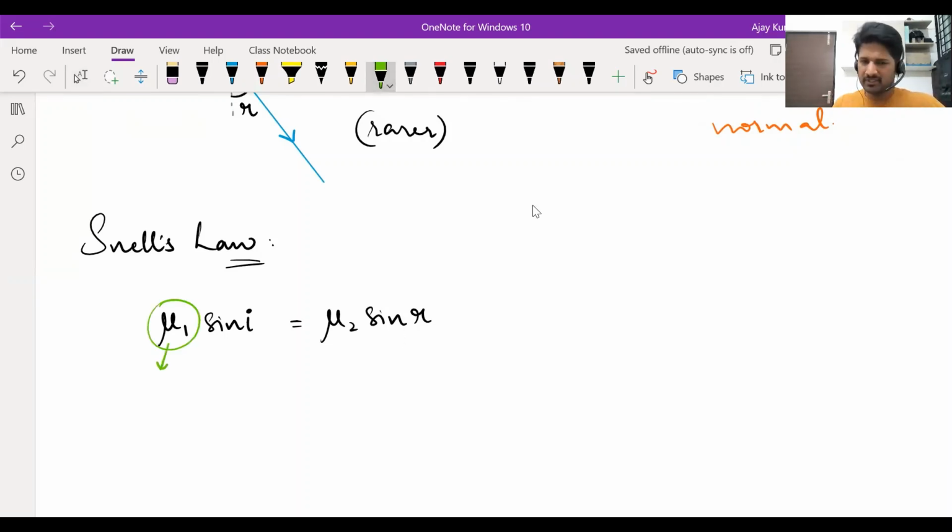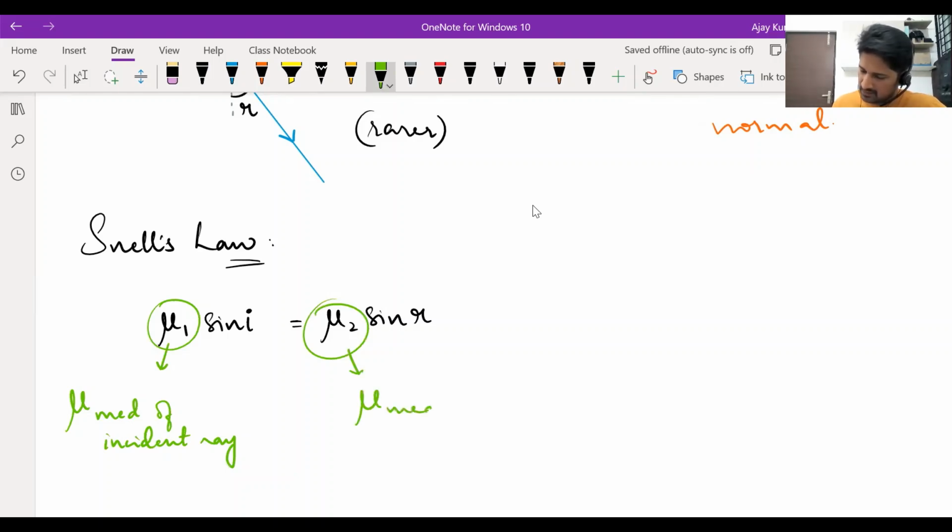Mu obviously stands for refractive index. It's the refractive index of the medium in which the incident ray is traveling. Okay, this is very important. If you don't know that, then you'll not know which mu to substitute. So this is mu of the medium of incident ray, that means the medium in which the incident ray is traveling. And mu2 is the refractive index of the medium in which the refracted ray is traveling.